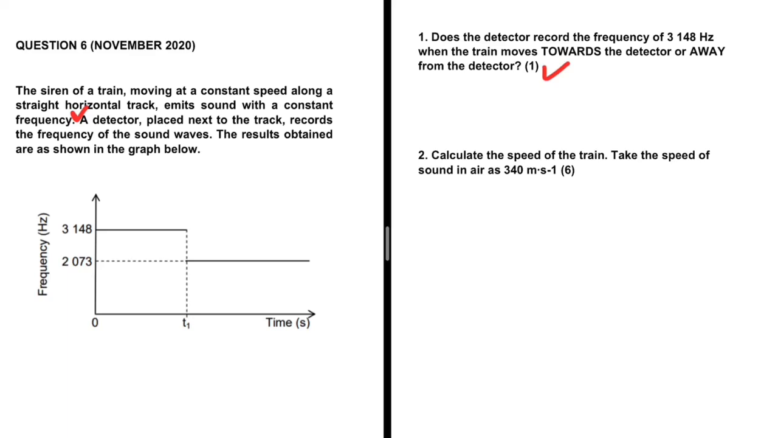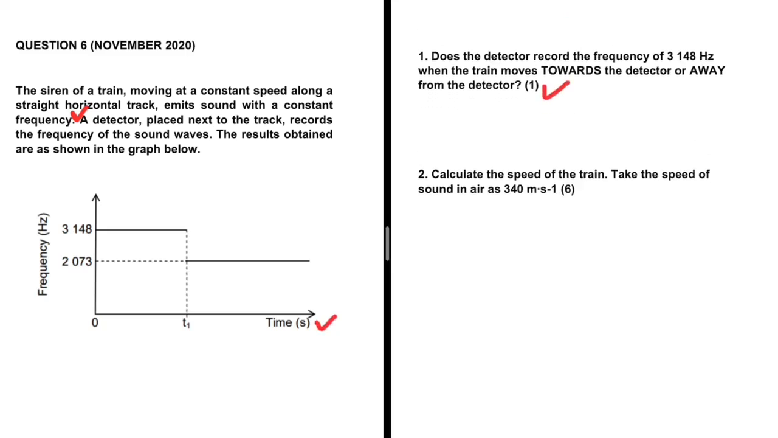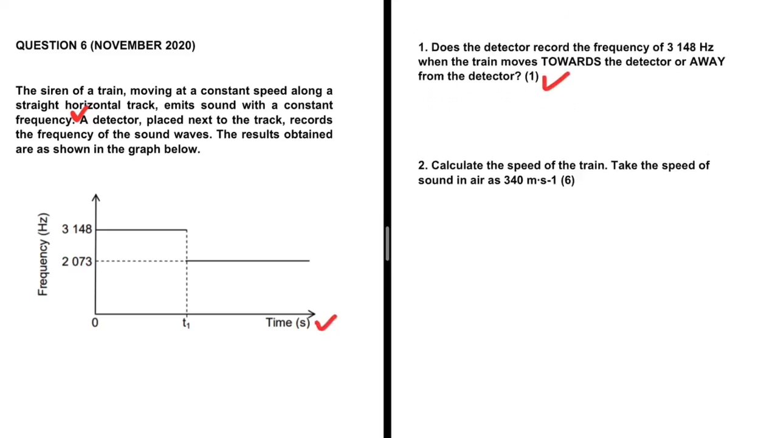You can see that this graph that we have in this situation is different from the graph we had previously. So let's analyze this one and make sense of what is happening. So the time in seconds and the frequency that is recorded are on the y-axis, right? So here we have a frequency of 30,148 Hz, and after some time the frequency recorded is 2,073 Hz.